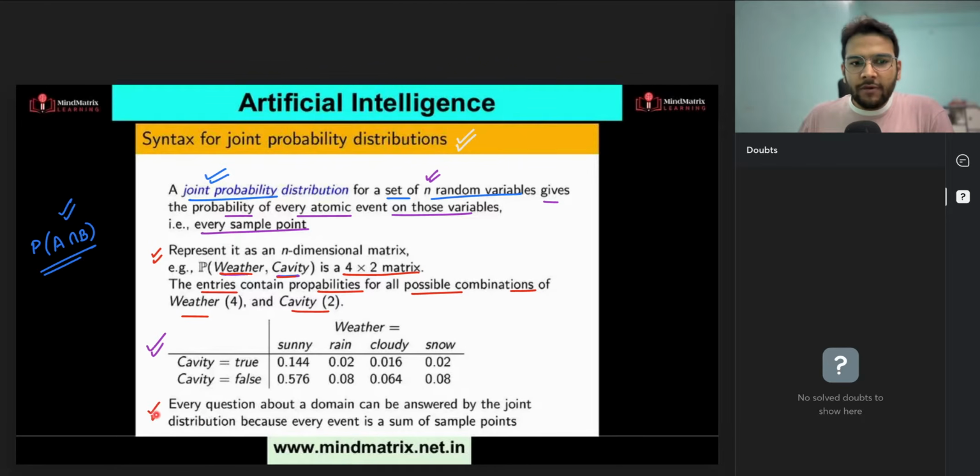Fine. Now carefully read this line. This is a very important line. Every question about a domain can be answered by the joint probability distribution. Why? What is the reason? Because every event is a sum of sample points. Now carefully understand this. If you add all these 8 values, they will sum up to 1. That means the probability is distributed over all these values in the matrix. Is this clear so far? Do you have any doubt?